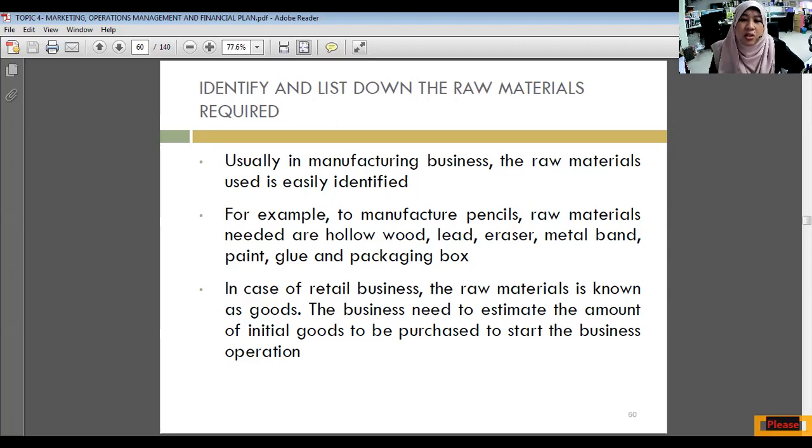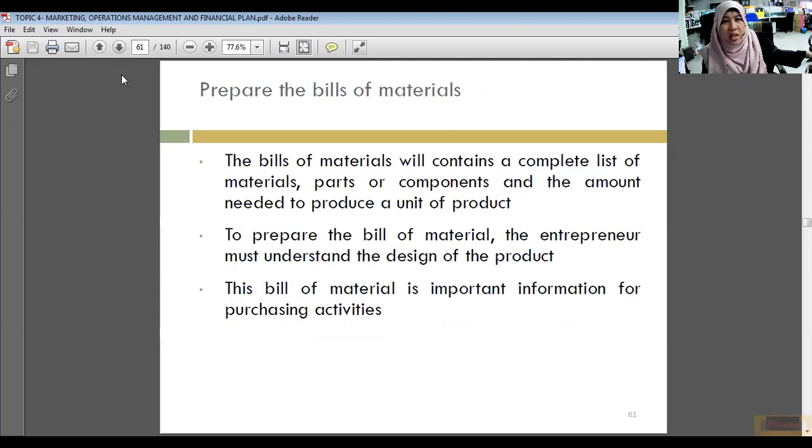In the case of a retail business, the raw materials are known as the goods. So the business needs to estimate the amount of initial goods to be purchased to start the business operations, okay? Right, so that is about identify and list down. And then the next one will be prepare the bills of materials.